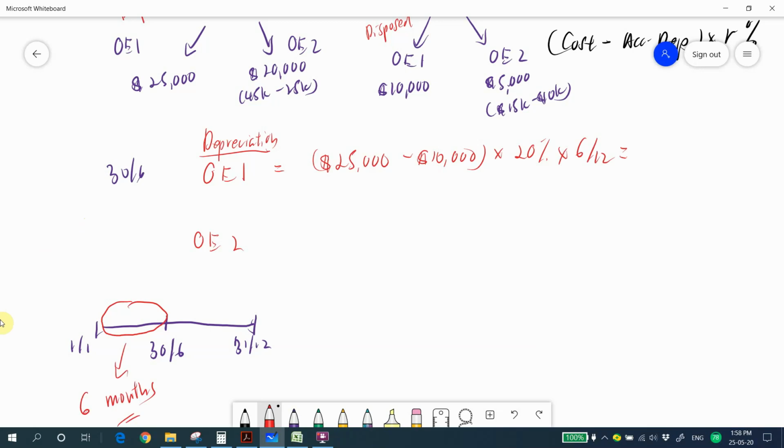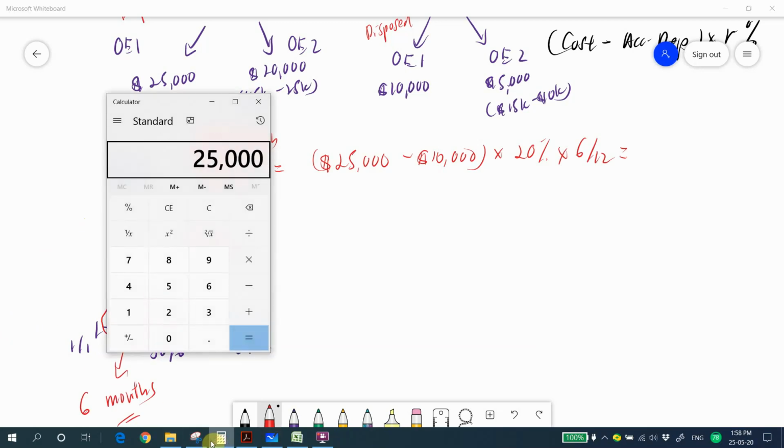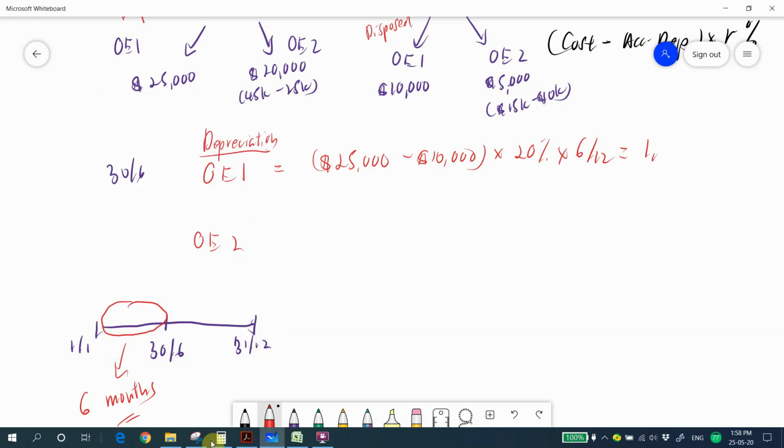Answer: 25,000 minus 10,000, we get 15,000, times 20% times 6 divided by 12. We get 1,500 depreciation for office equipment 1.